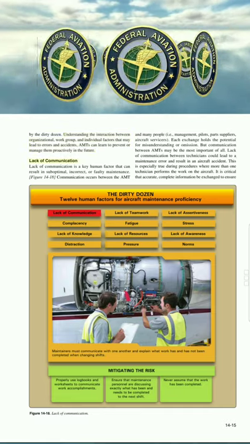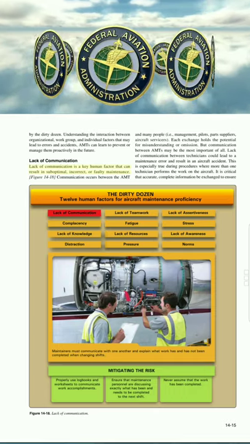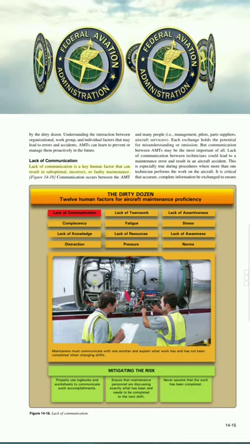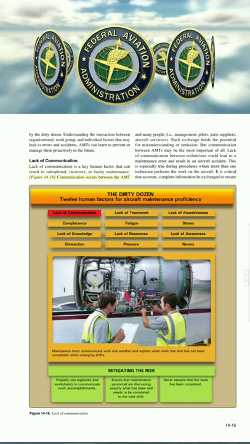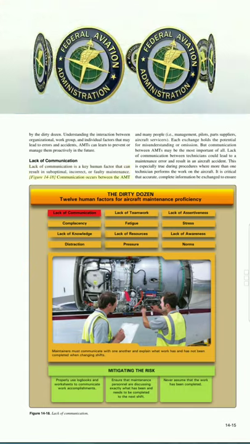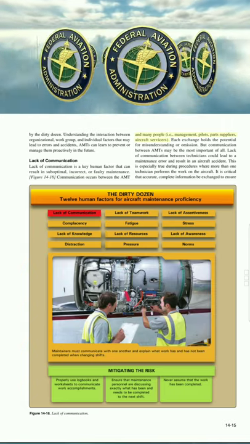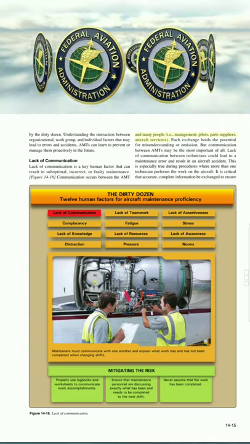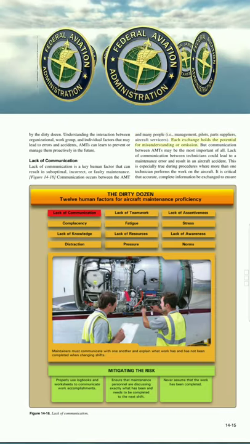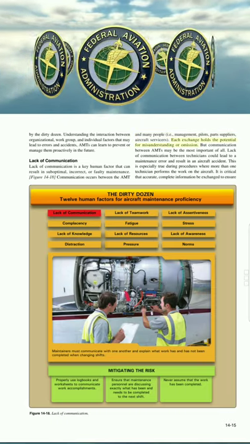Lack of communication. Lack of communication is a key human factor that can result in suboptimal, incorrect, or faulty maintenance. Communication occurs between the AMT and many people. That is, management, pilots, parts suppliers, aircraft servicers. Each exchange holds the potential for misunderstanding or omission.